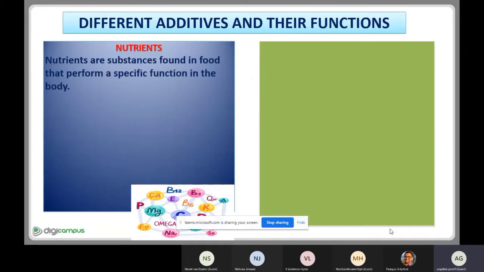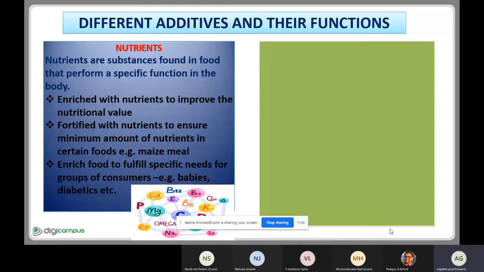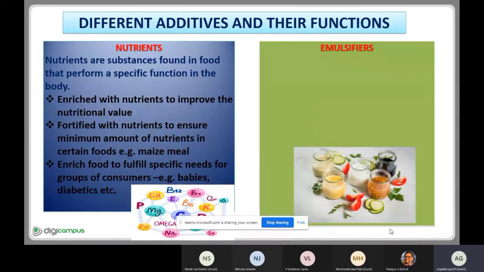So nutrients. We add nutrients to food, enrich it to improve the nutritional value. We've learned about fortification last year. Sometimes food is fortified with nutrients to ensure a minimum amount of nutrients in certain foods, for example, maize meal. So you need to know the different additives and know why these additives are added.